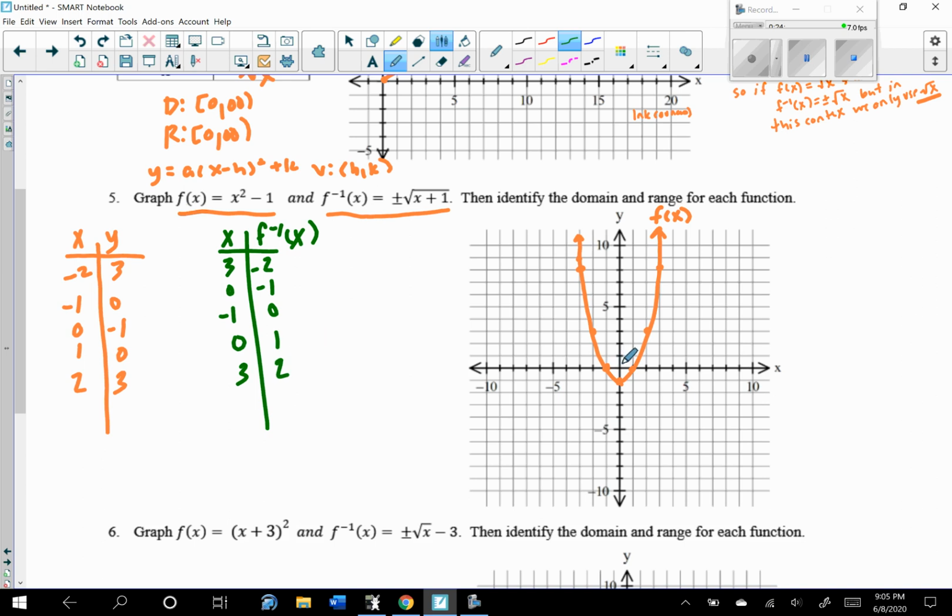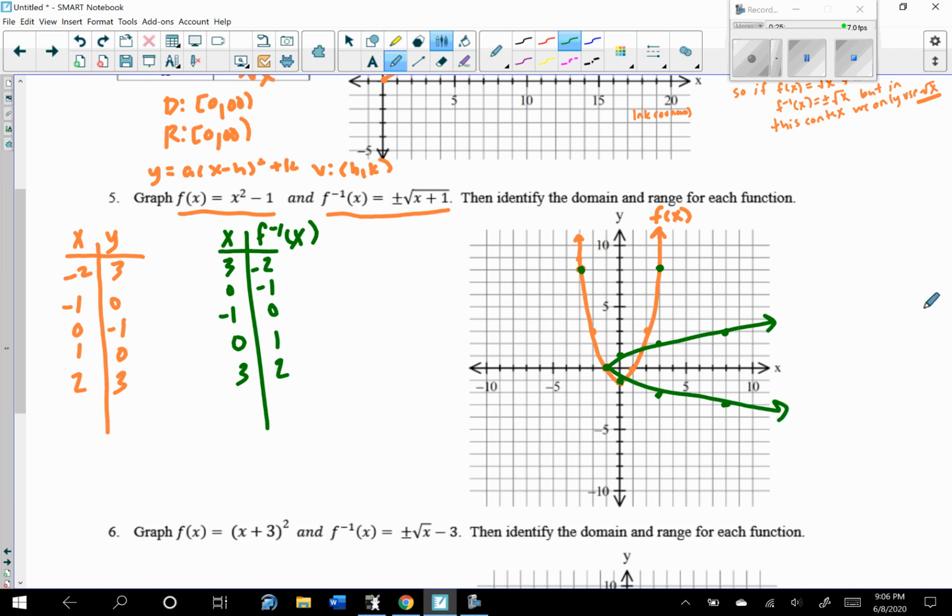So now I have 3, negative 2, 0, negative 1, negative 1, 0, 0, 1, and 3, 2. I would also have the point 8, 3, and 8, negative 3. That's from this point here and this point here. And so I can go ahead and graph. And so that would be my inverse.